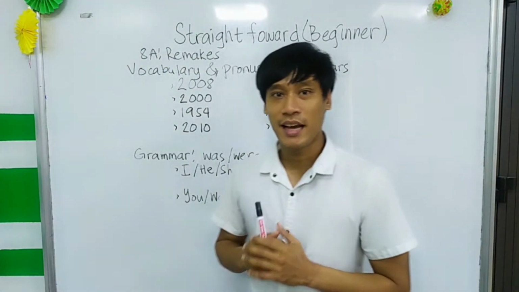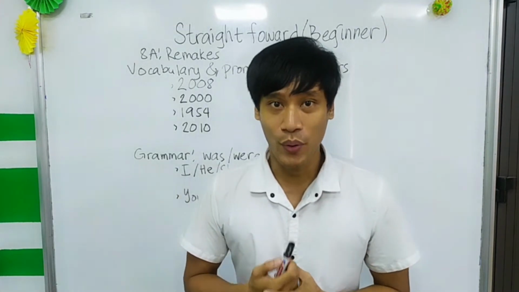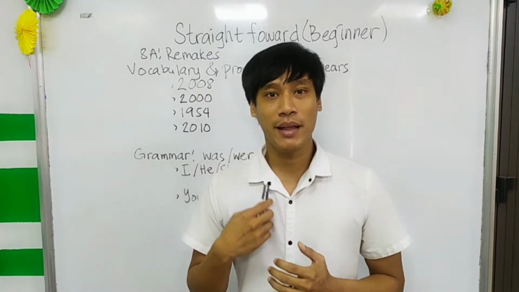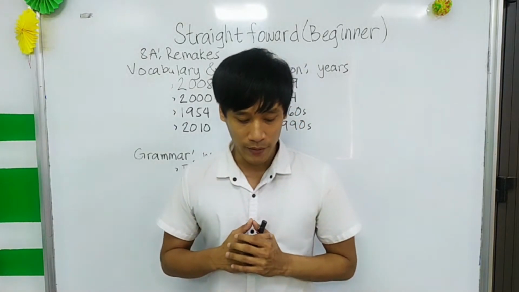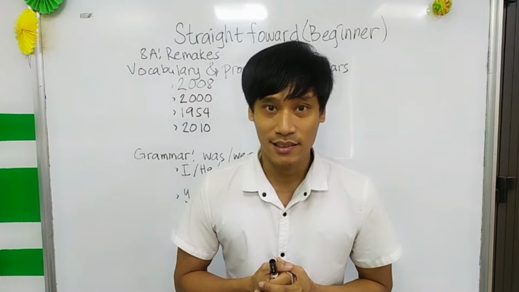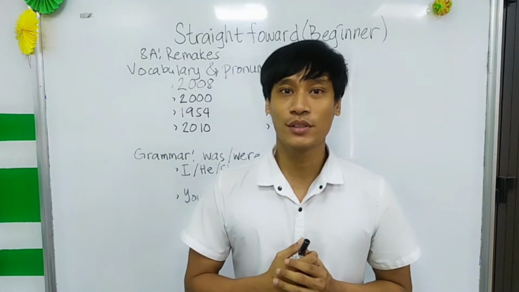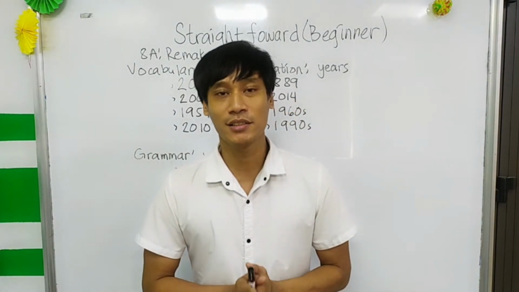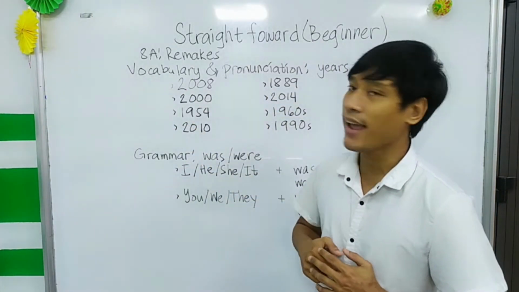We are still in the book Straightforward Beginner. Before anything else, I would like to ask you a few questions. You can pause the video so that you will have time to answer. Question 1: What countries do you want to visit? And 2: describe those countries. After answering those questions, we will continue with today's chapter 8a.